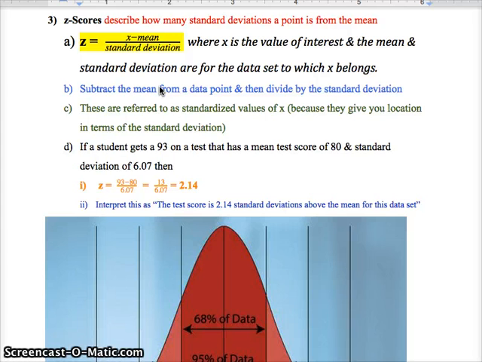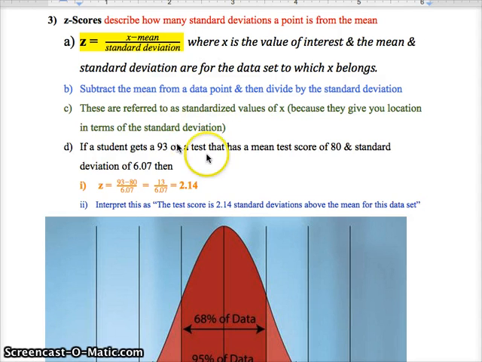Now this works really well for symmetric distributions because we saw before that when we have symmetry, the mean and standard deviation give us a good idea of the center and spread. With a skewed distribution, z-scores aren't as reliable because skew affects both the mean and the standard deviation, since the standard deviation is calculated using the mean.